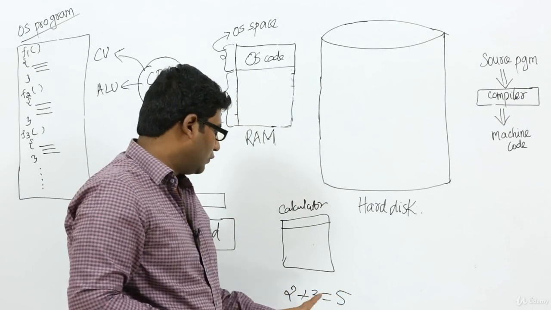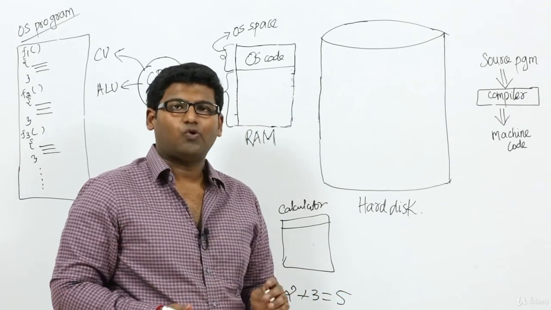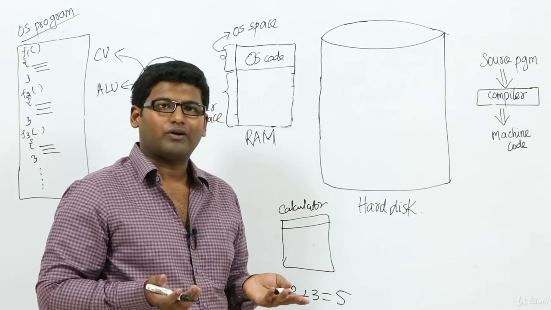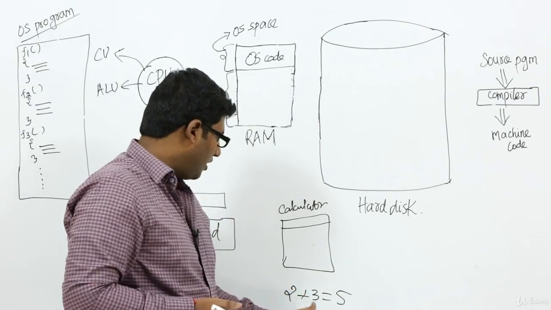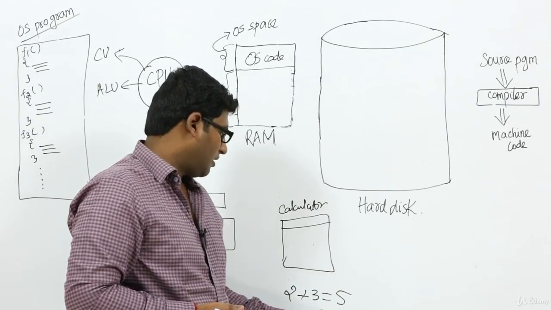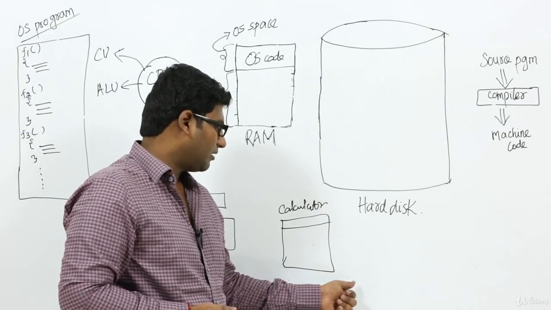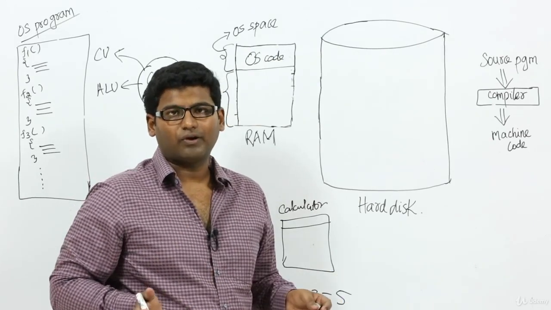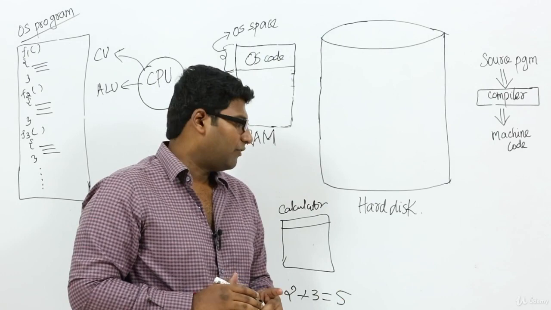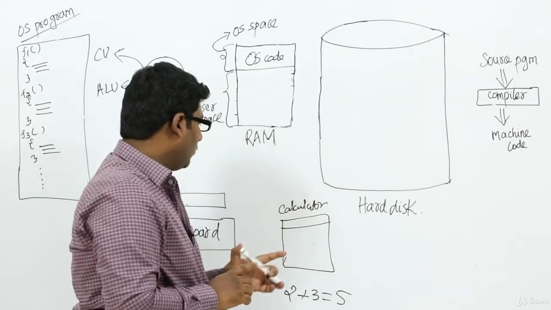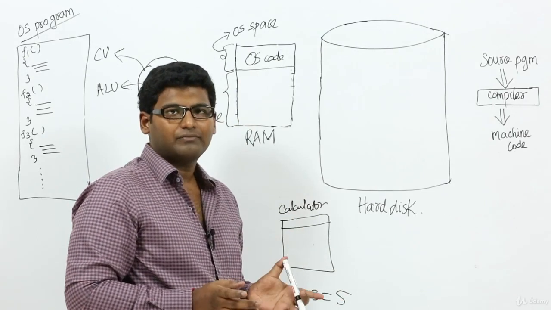See, 2 and 3 I am going to give through the keyboard. A mouse or keyboard, anything is fine, but let's assume for the time being both 2 and 3 are given to the computer through the keyboard. And once the result is computed, this result 5 has to be displayed in the monitor. This is what we are going to do. First of all, what we will be doing is opening this calculator app, right?